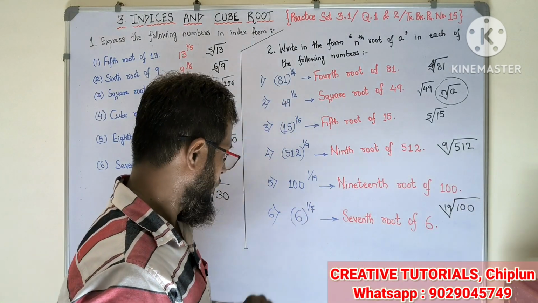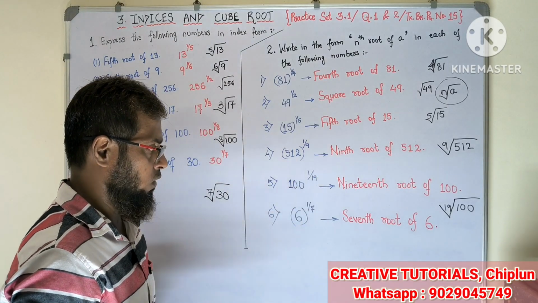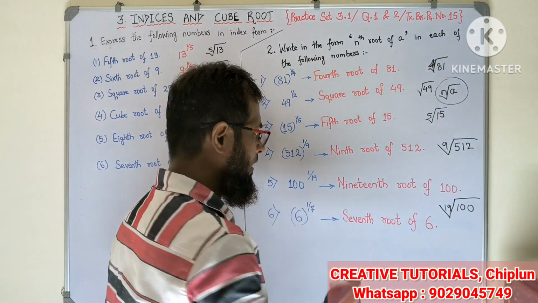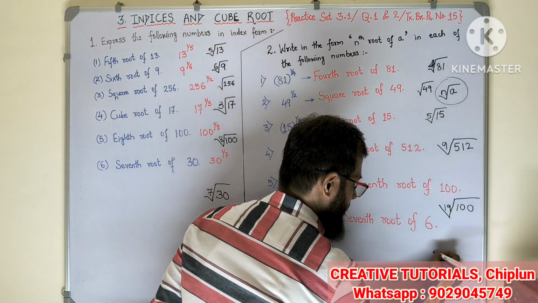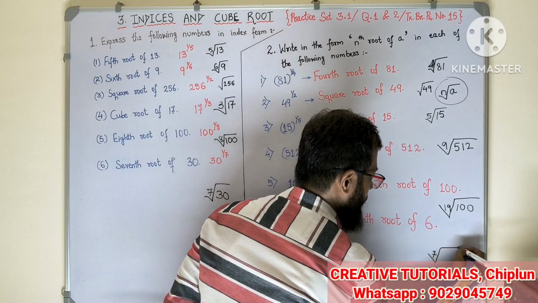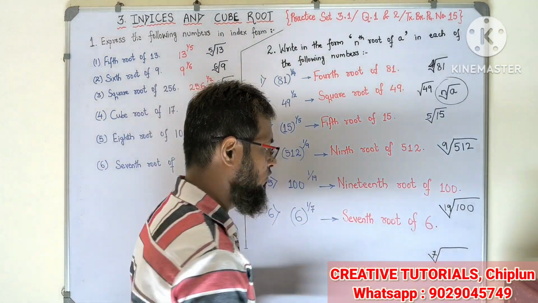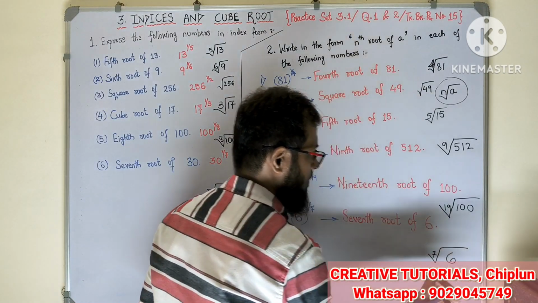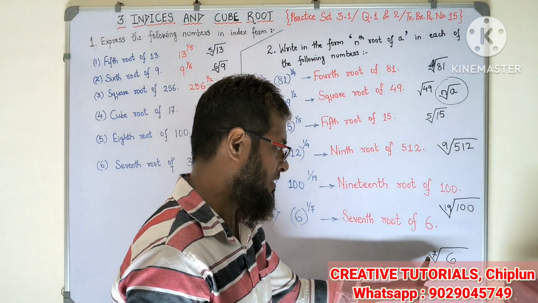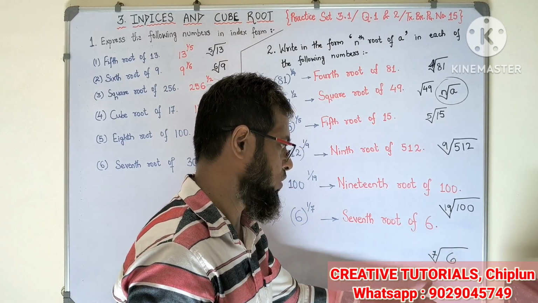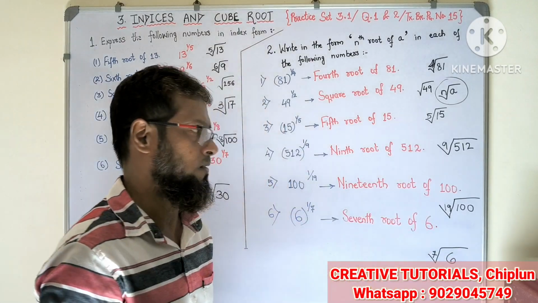And the last one is 6 raised to 1 upon 7. Again, if I want to write this in that form, nth root of a, this will come in this way. 7 will come in the root, and the radicand will come under this root, that is 6. So if we write 7th root of which number? Of this radicand. So 7th root of 6 is the answer.